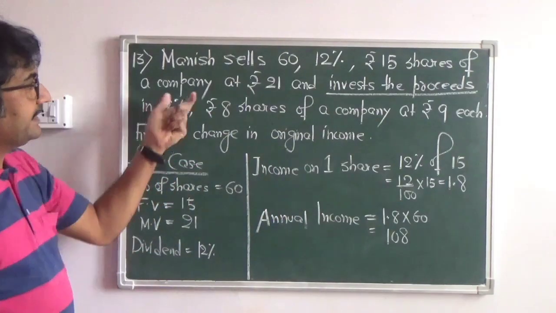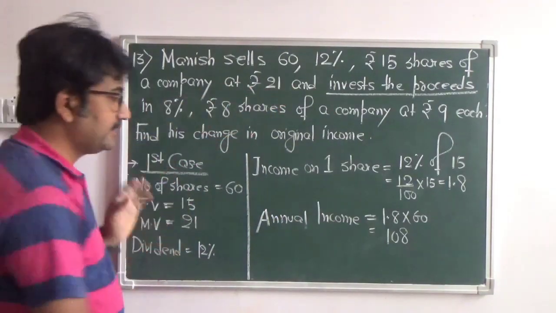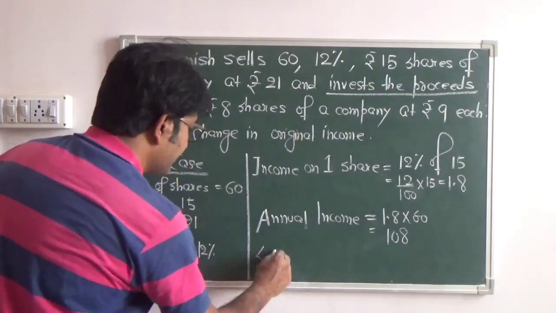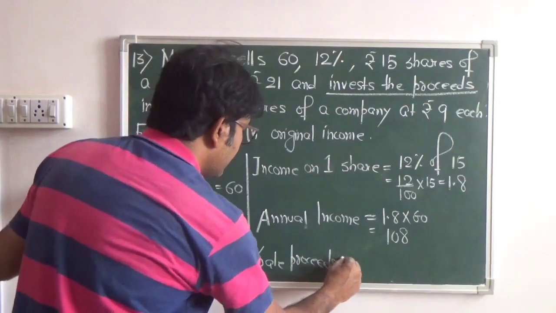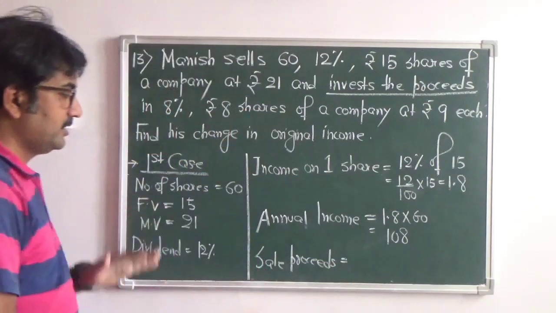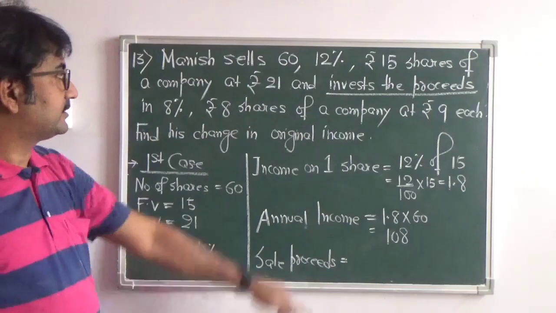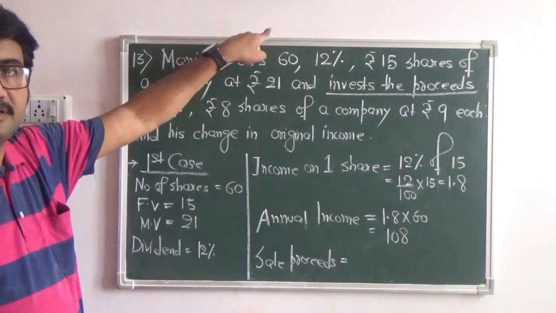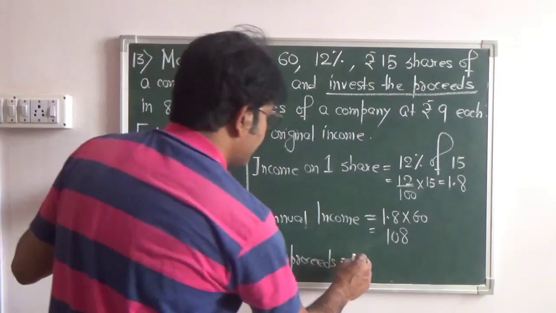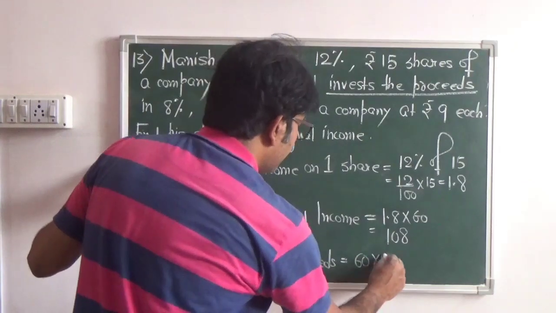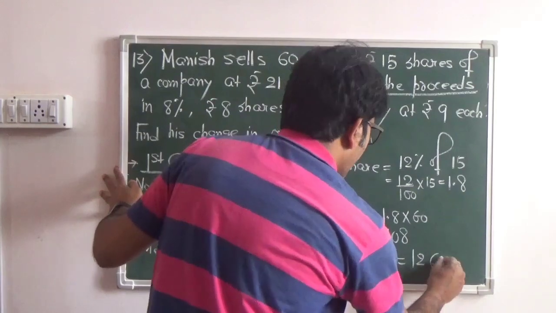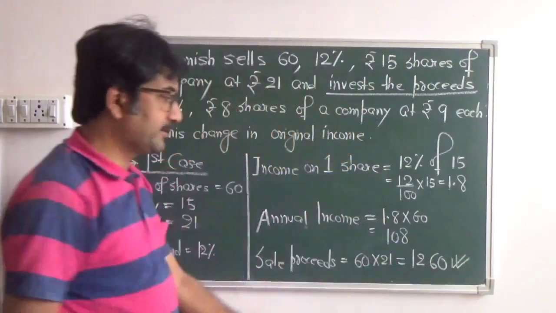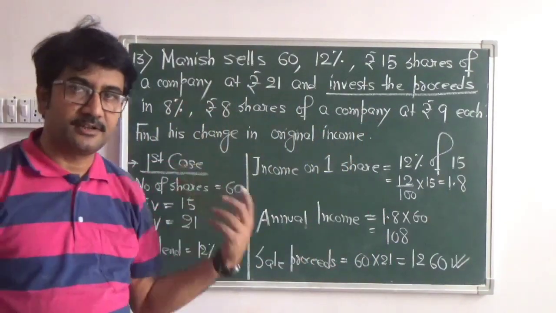Now he invests the proceeds. Now what is the sell? This is called sell proceeds. So sell proceeds is equal to, at what rate he sold, market price into the number of shares. That is 60 into 21. So this is the sale proceeds, that means investment for the second condition, right?